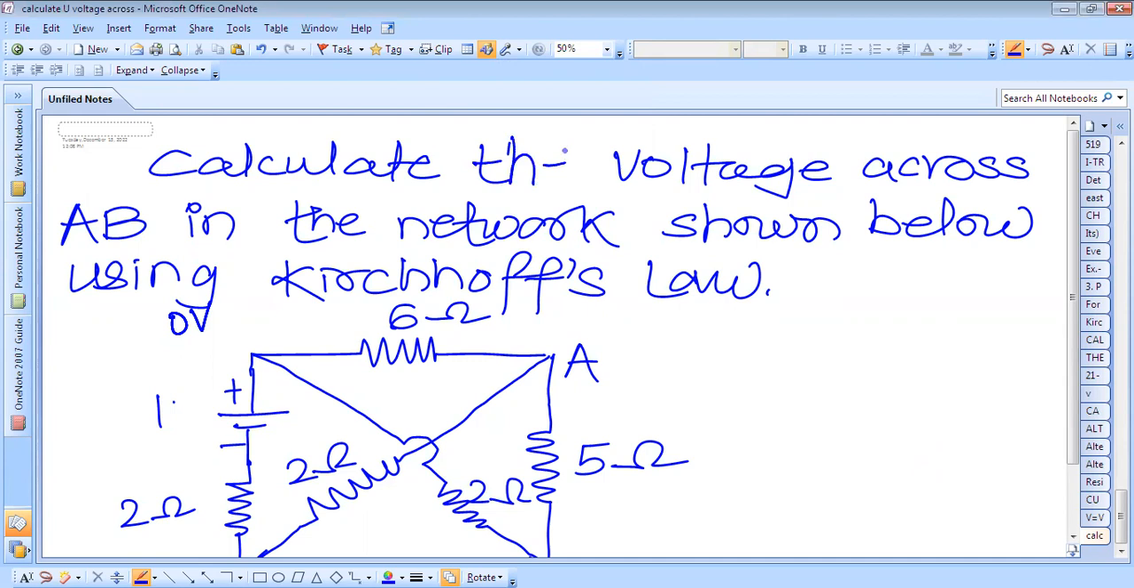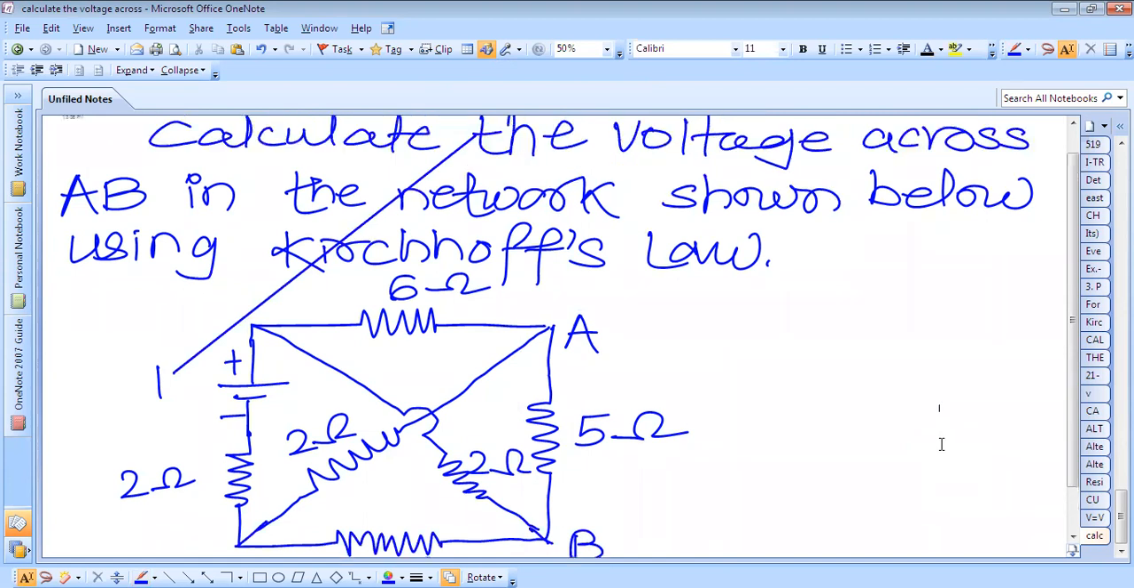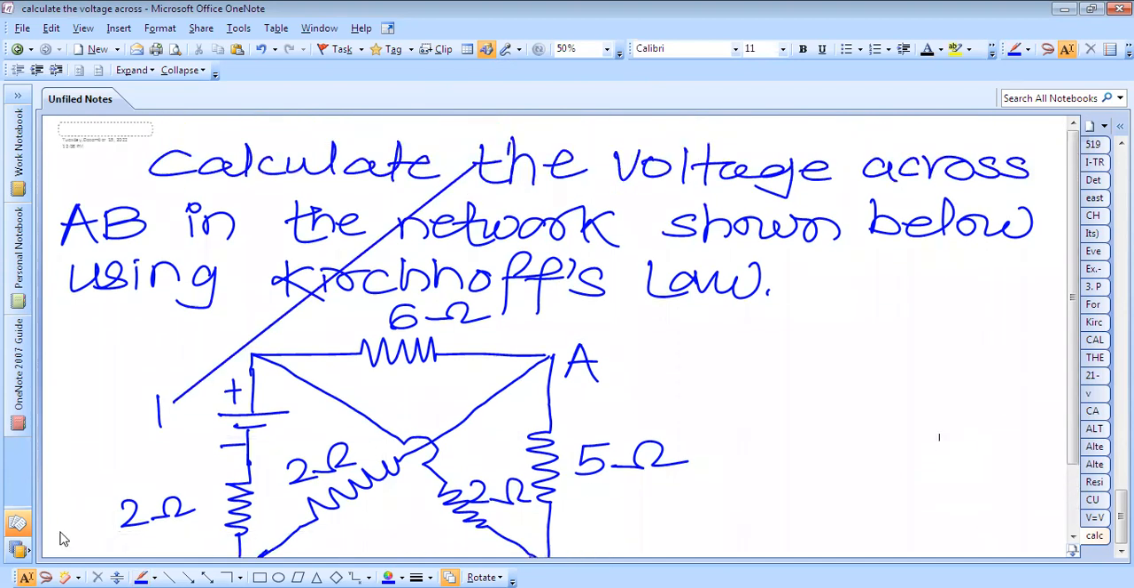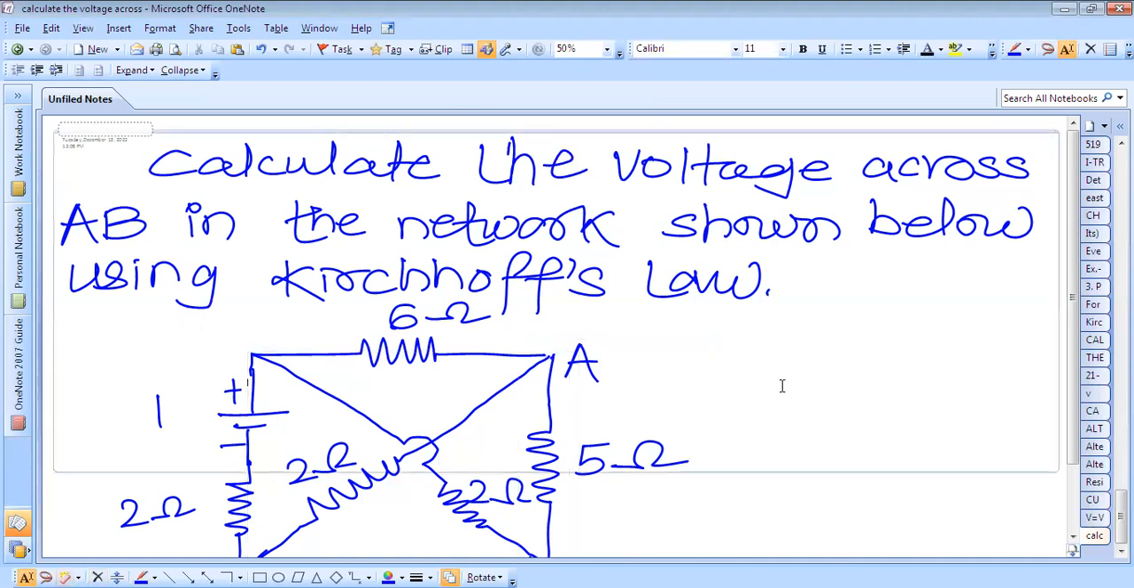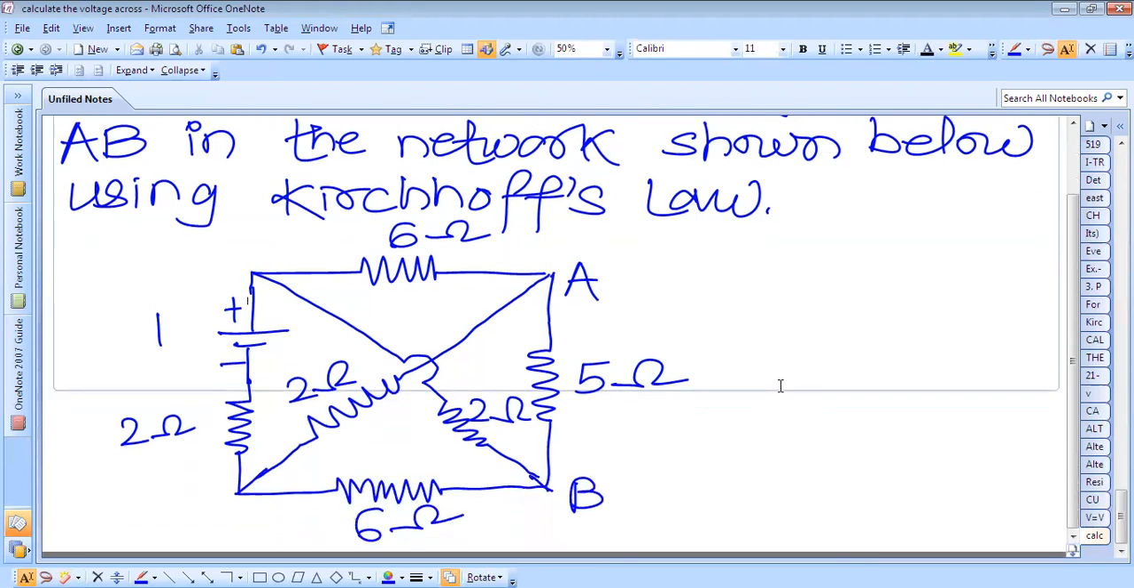Hello, we have to calculate the voltage across AB in the network shown below using the Kirchhoff law. So the network is given to you, and we have to find the voltage across this AB. What is the voltage across this AB?